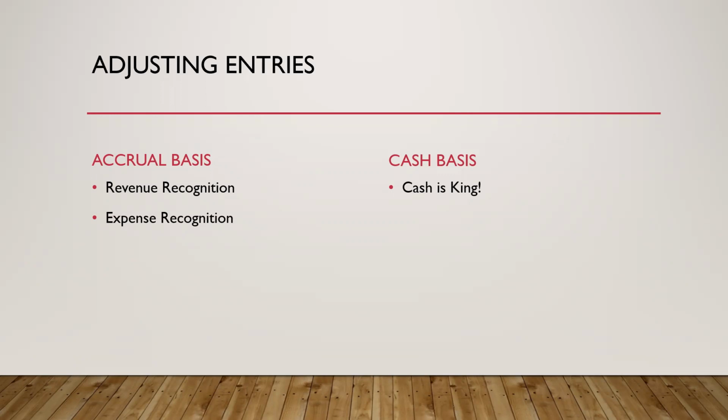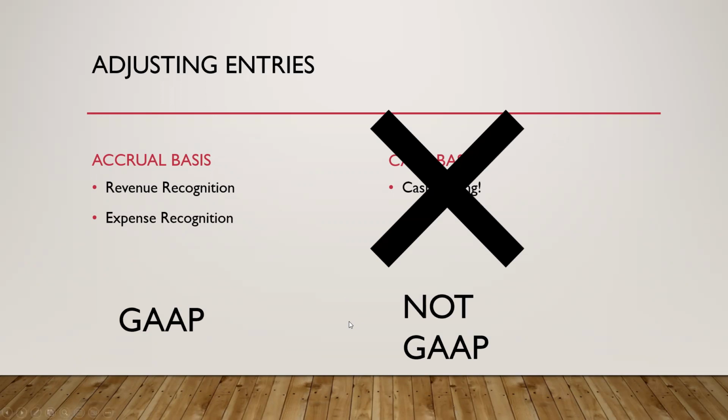Under the cash basis, cash is king. So expenses are recorded when we physically pay out the cash, or revenue is recorded when we physically receive the cash. This method of accounting for transactions is not in accordance with generally accepted accounting principles. So, because we are using the accrual basis, there are adjustments that we need to make to certain accounts because with the passage of time, we've earned money or there is an expense that we need to record.